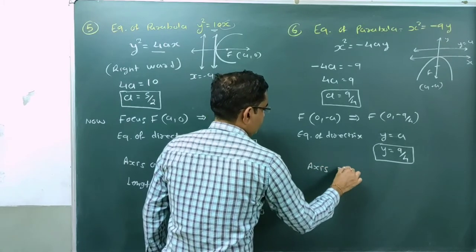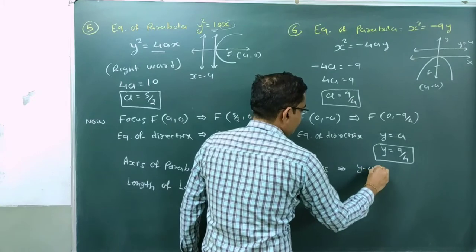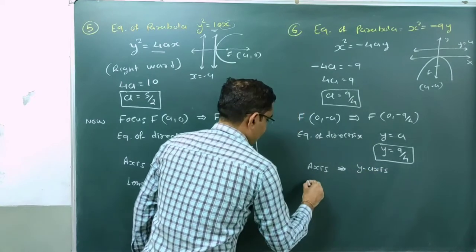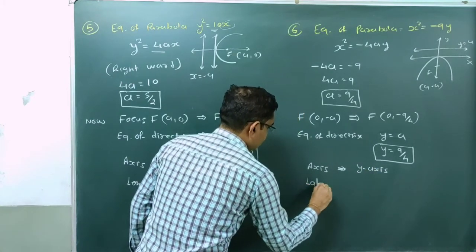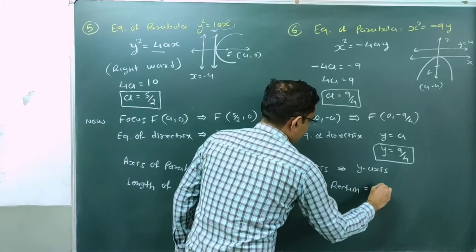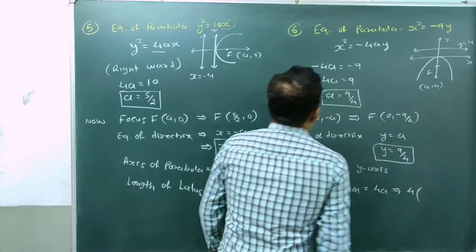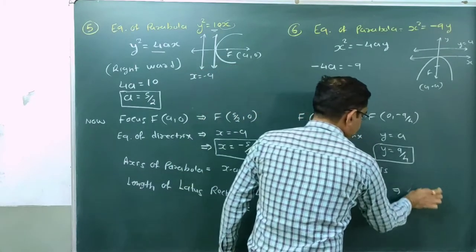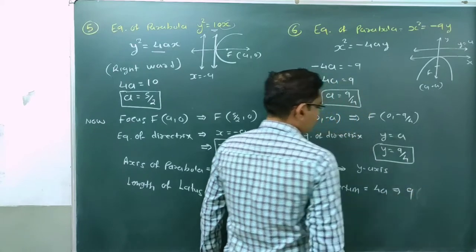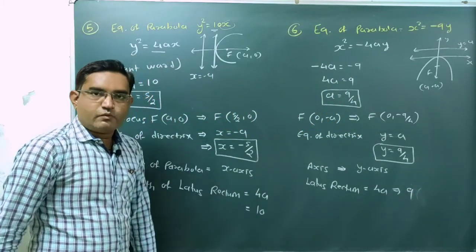Axis of parabola is nothing but the y-axis, because our parabola is symmetrical about the y-axis, and length of latus rectum is equal to 4a, 4 into a, 4a आ गया 9, डायरेक्ट लिखो आंसर 9 is the length of latus rectum. Clear students? So this is your question number 1 to 6.